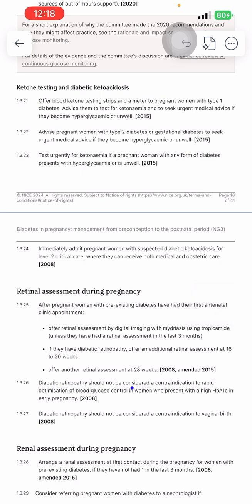Diabetic retinopathy should not be considered a contraindication to rapid optimization of blood glucose in women who present with a high HbA1c in early pregnancy. Diabetic retinopathy should not be considered a contraindication to vaginal birth.